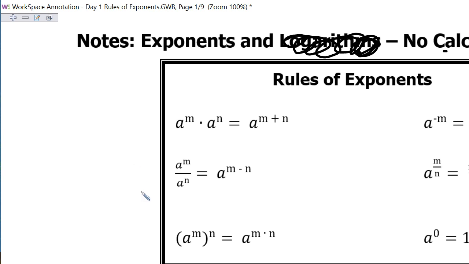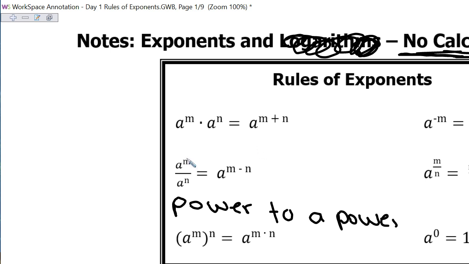Remember something called power to a power? So if it's power to a power, you multiply the exponents. Power to a power, you multiply.